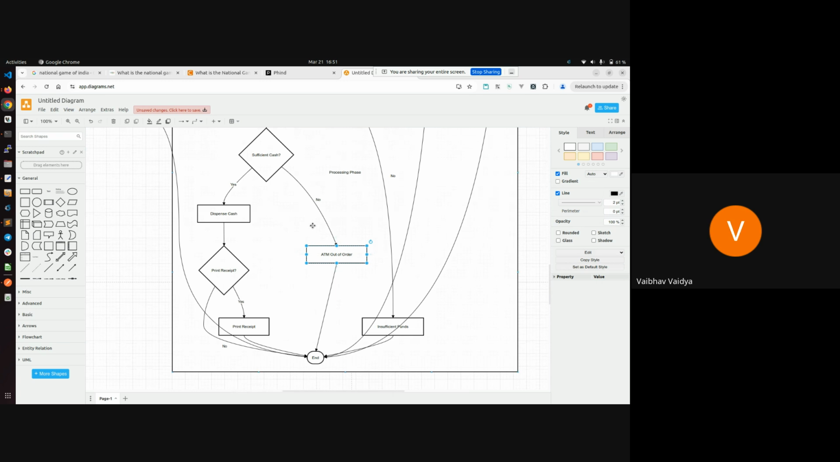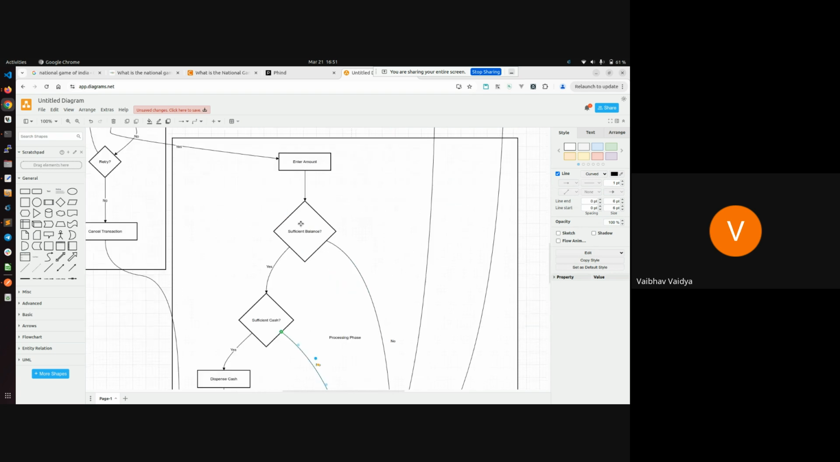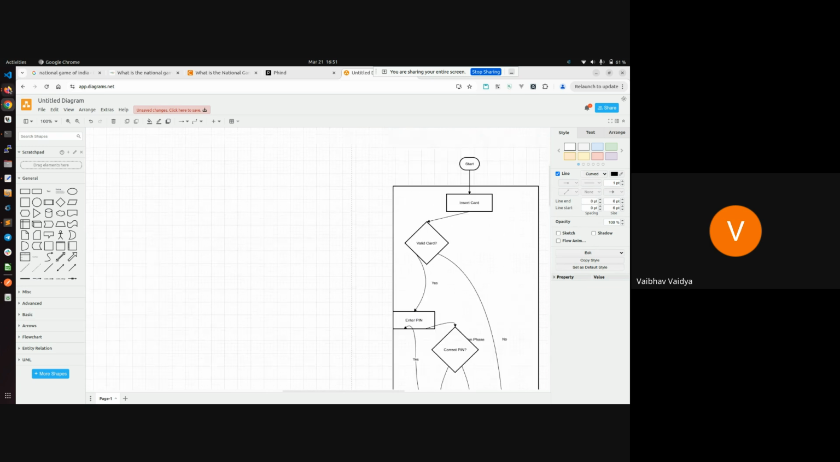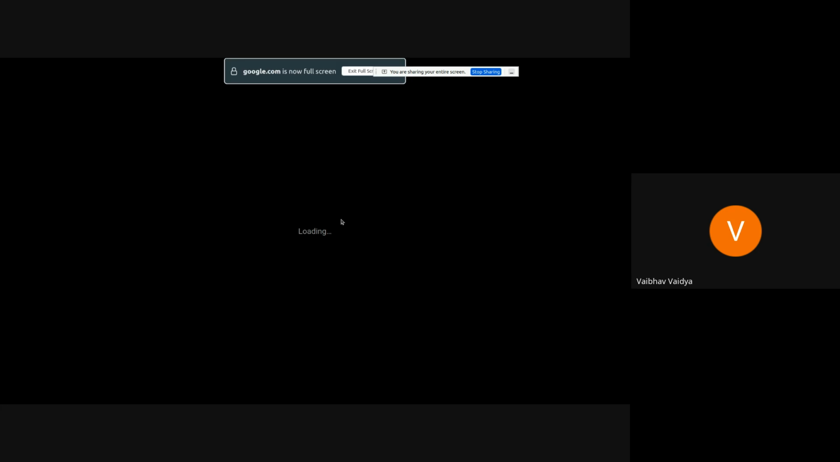Okay, if I want to break this, add another line. So basically all of our draw.io functionality, but we have this entire thing ready within minutes. Okay, so no need to slog. So this is one advantage that we get of AI.